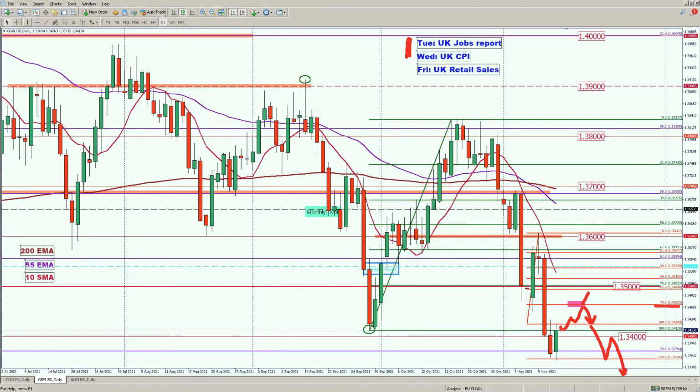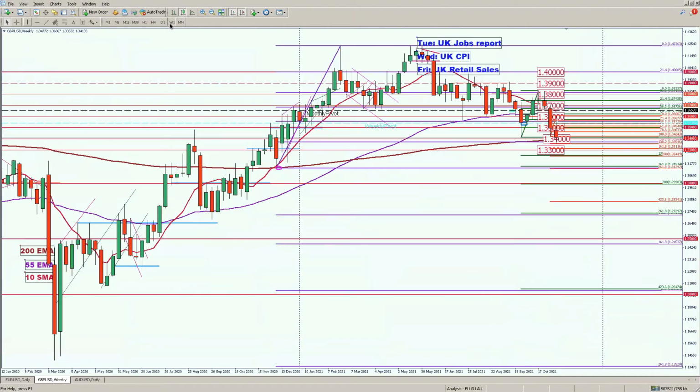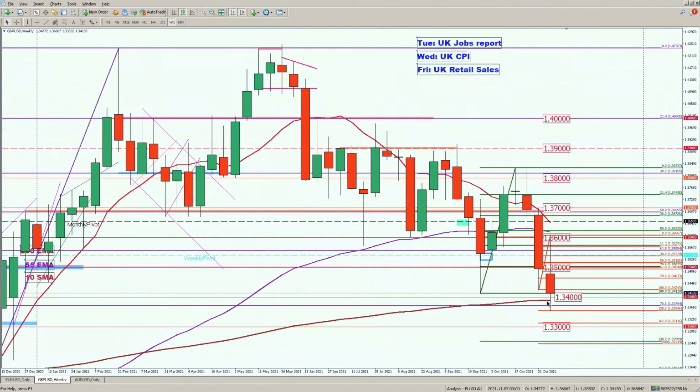Okay. Let's take a look at the weekly time frame as well. And it's supported apart from the 786 retracement level. The weekly 200 is also there, just below 134. So we'll see if there's any strong support for next week. Otherwise, if the data is lower than expected, then it could continue its bearish momentum.